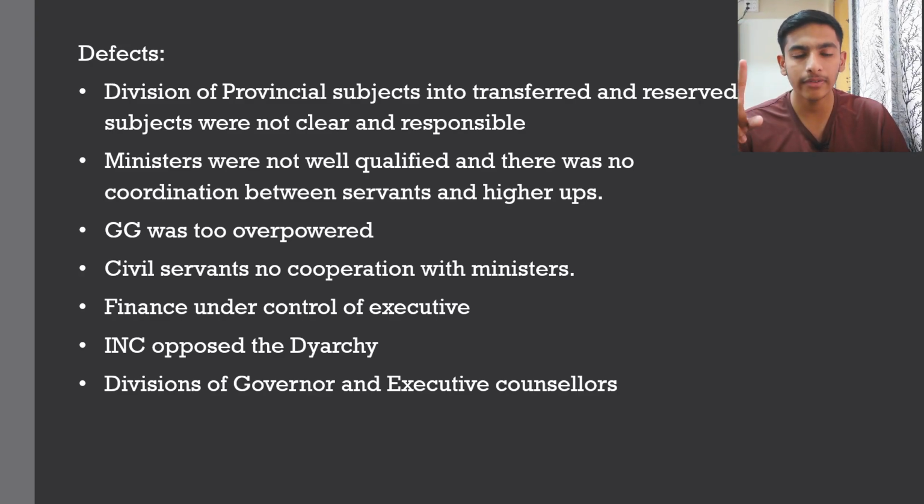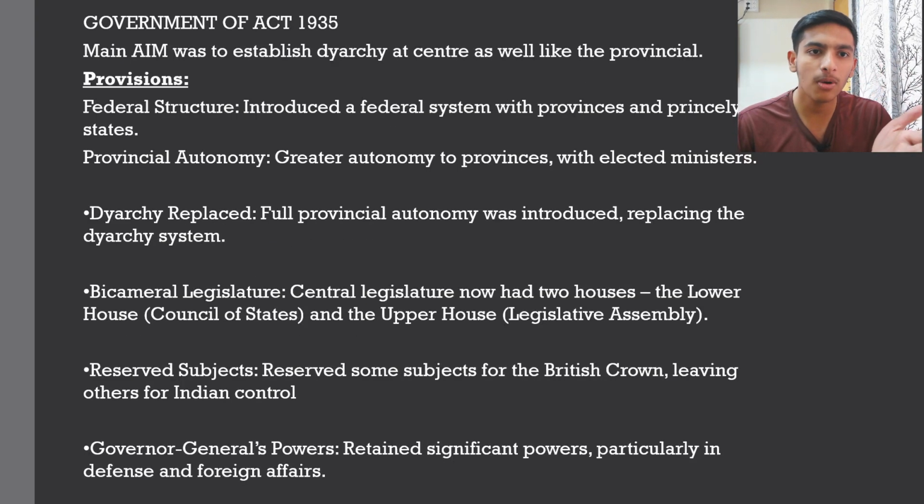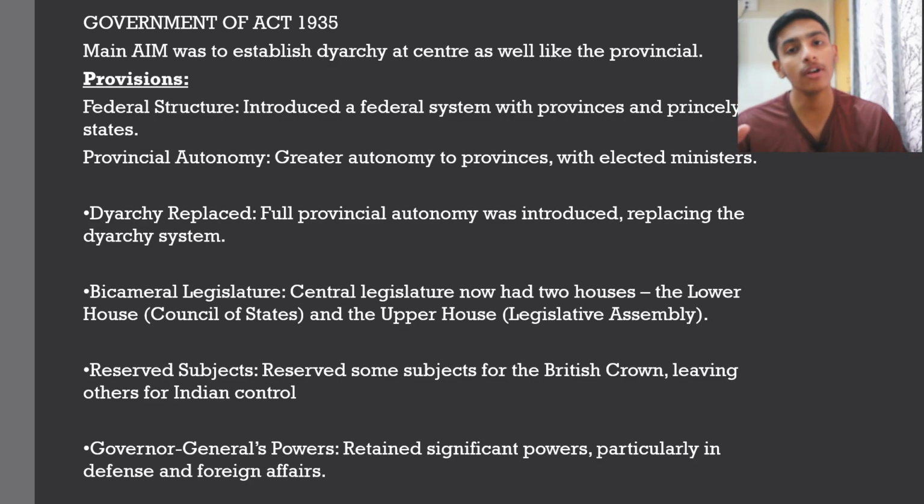The main defect we have seen from time to time is that the Governor General always exercised too much power. He was vested with too much power to overrule any decision. Then the Indian National Congress opposed this hierarchy system and the division of governor and executive councillors. So this led to the Government of India Act of 1935, and this Act was itself the base of our Indian Constitution. Many changes were made after this Act came and we got independence, but it is called the base of our Indian Constitution.